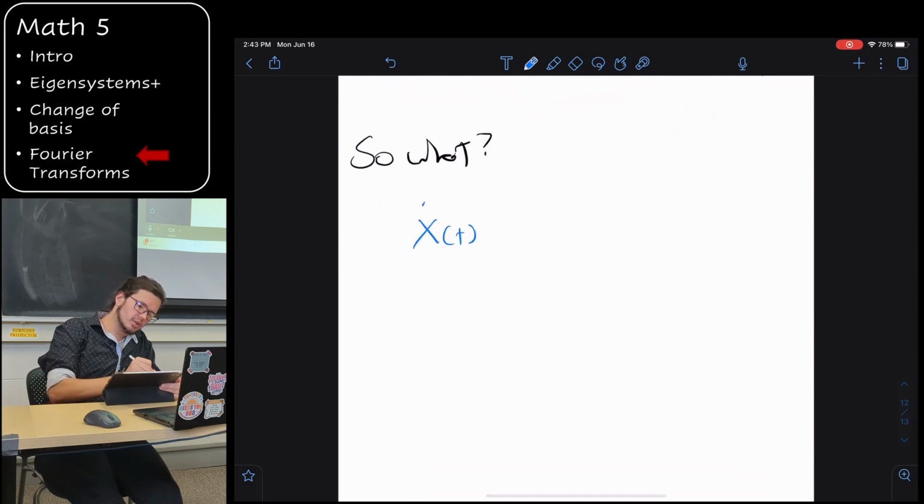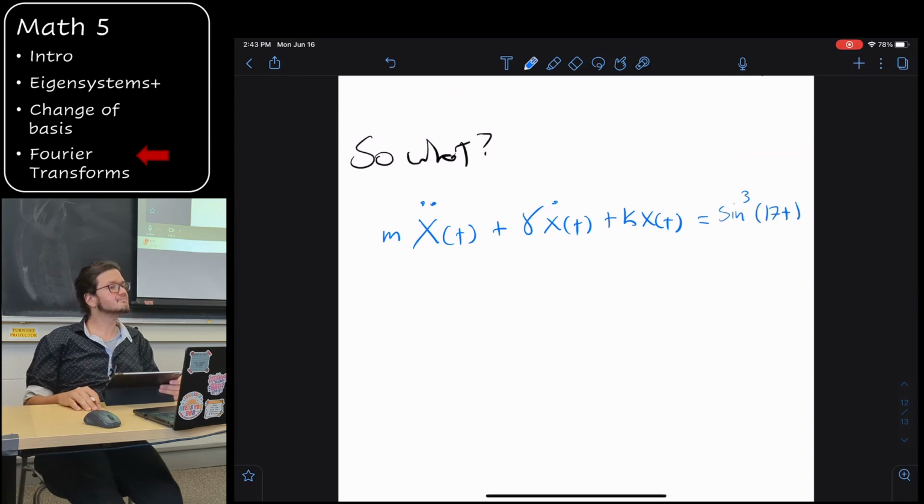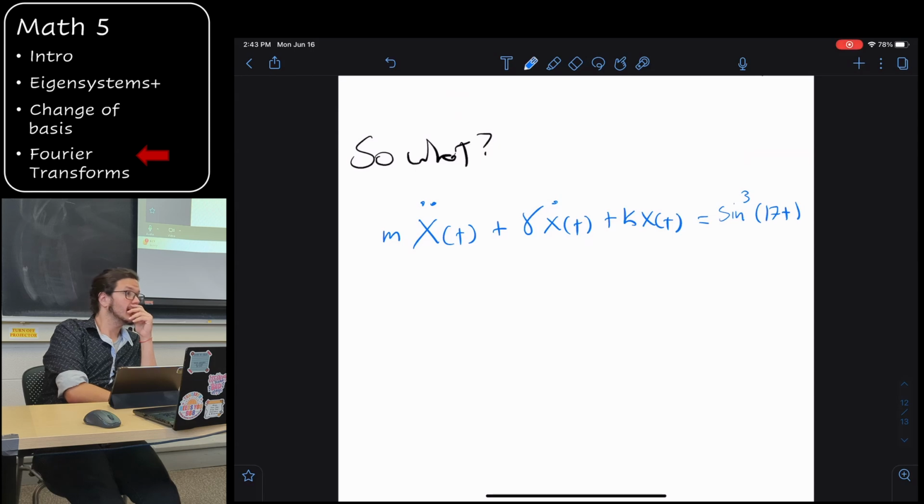x double dot of t, let's put a mass in here, this is some sort of a harmonic oscillator, plus a number gamma times x dot of t, plus a number k times x of t, and this is equal to sine cubed of 17t. And I ask you, there is a differential equation, an ordinary second order linear differential equation. Solve it. And you're like, I don't know how to do this.